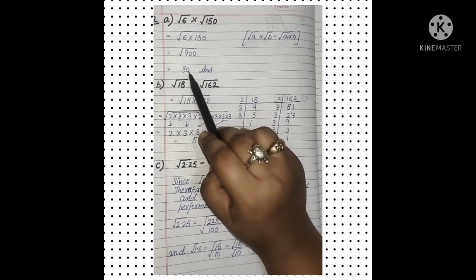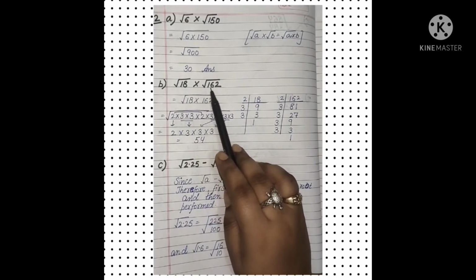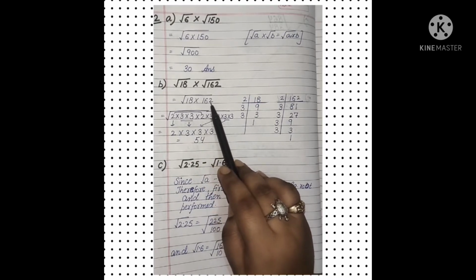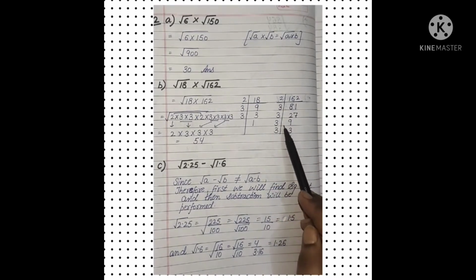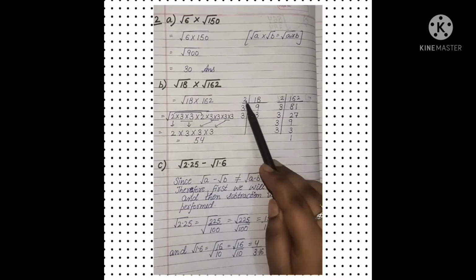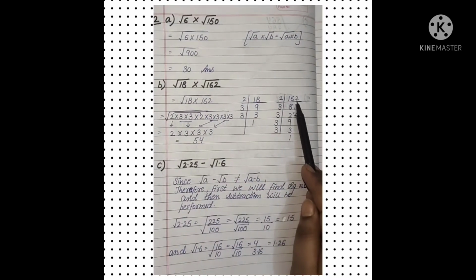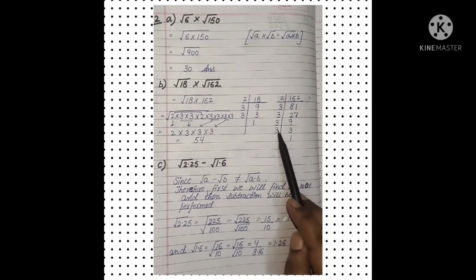And by using prime factorization method or by long division, you can calculate its value. This will be 30. Similarly, in B part, under root 18 multiply under root 162 can be written as under root 18 multiply 162. And we will find their prime factors separately. So 18 can be written as 2 multiply 3 multiply 3. And 162 can be written as 2 multiply 3 multiply 3 multiply 3 multiply 3.